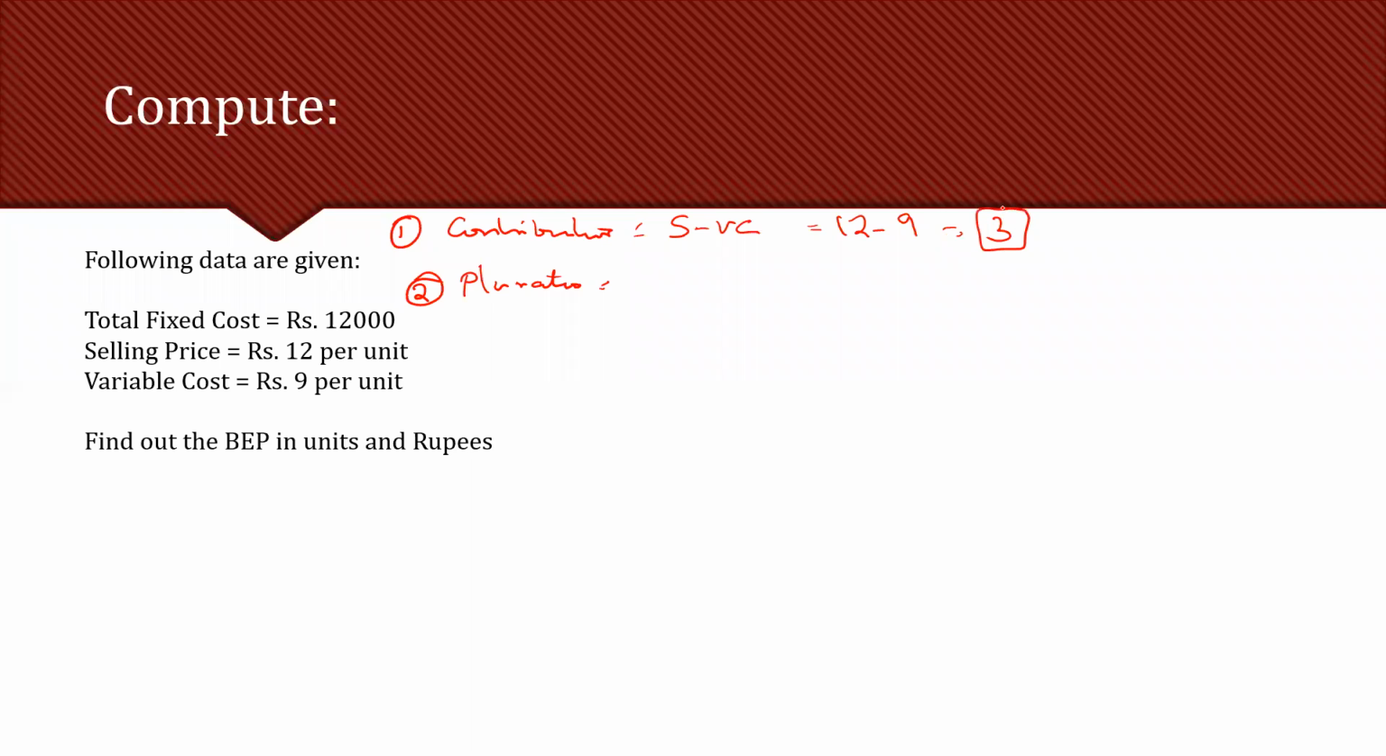3 rupees. So after getting contribution, you can find out PV ratio. What is PV ratio? Contribution by sales.